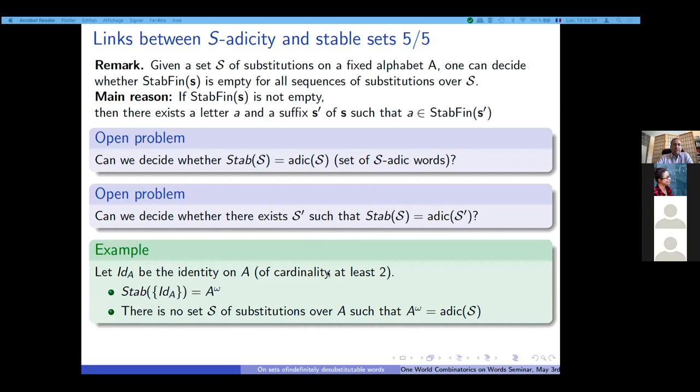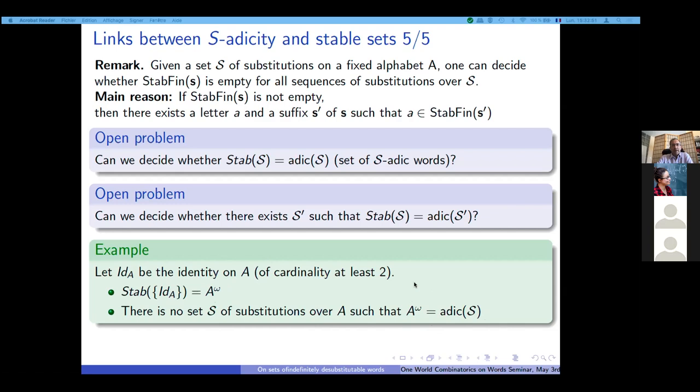The stable set of this morphism, which is quite basic, is the set of all right infinite words. And one can prove that there is no set of substitutions such that the entire set of right infinite words over A corresponds exactly to the set of adic words over the set of substitutions.